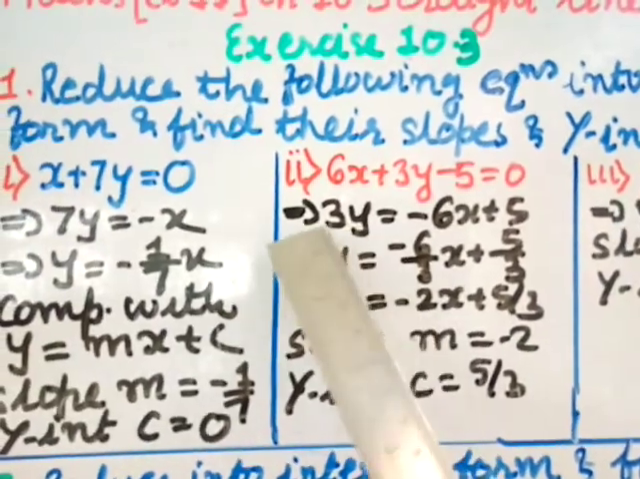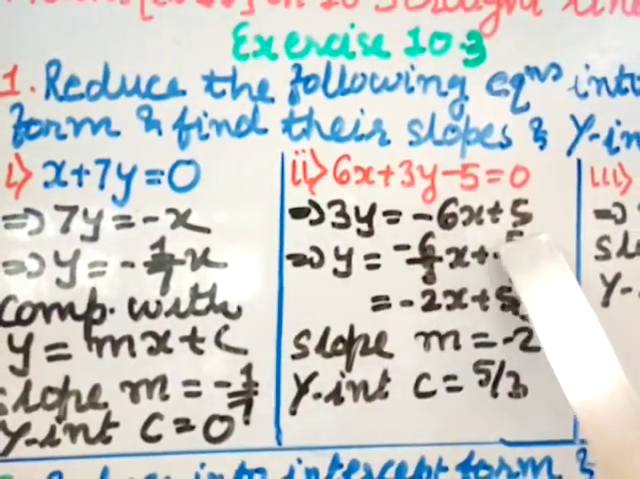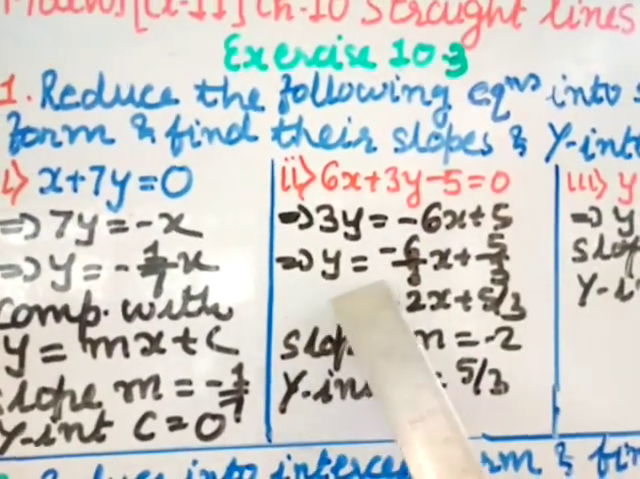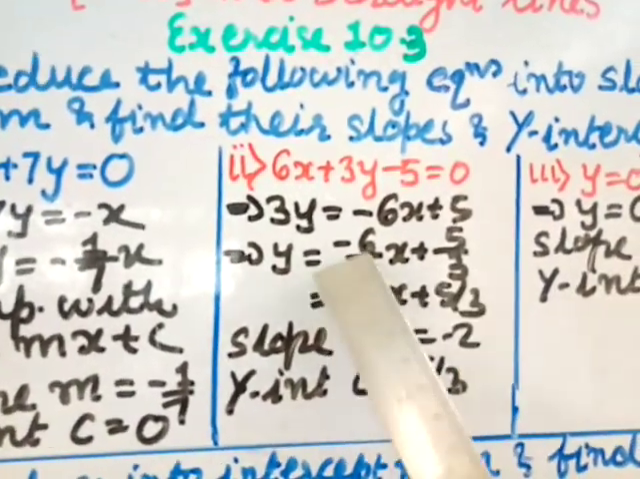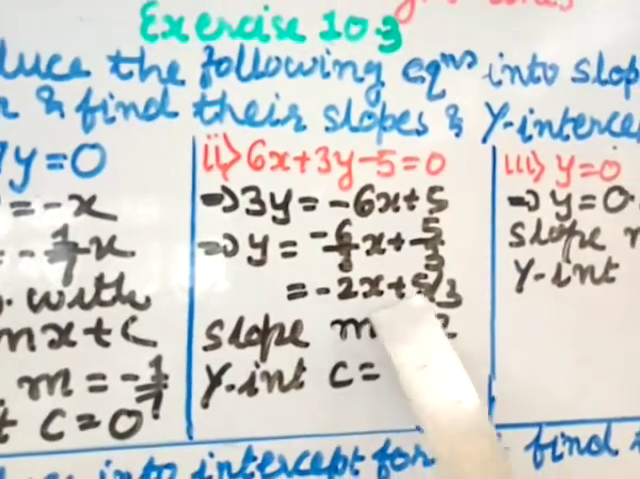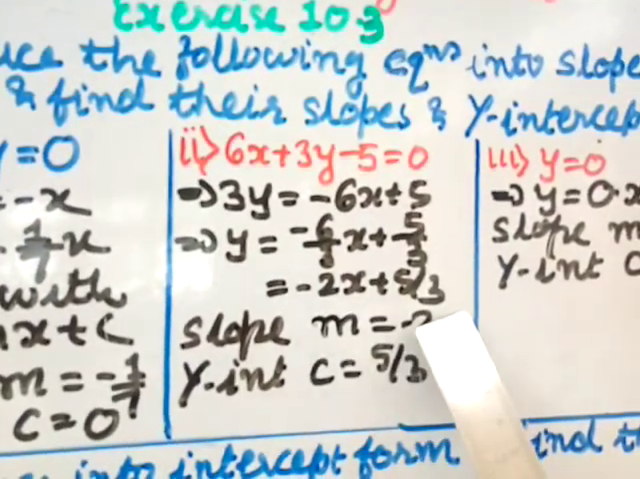Then coefficient of y should be 1. So here coefficient of y is 3. So this 3 transfer over here. It will go in the denominator. So y is equal to minus 6 by 3 x plus 5 by 3. Okay, you can cut by 3. So minus 2x plus, this cannot cut, so keep as it is, 5 by 3.